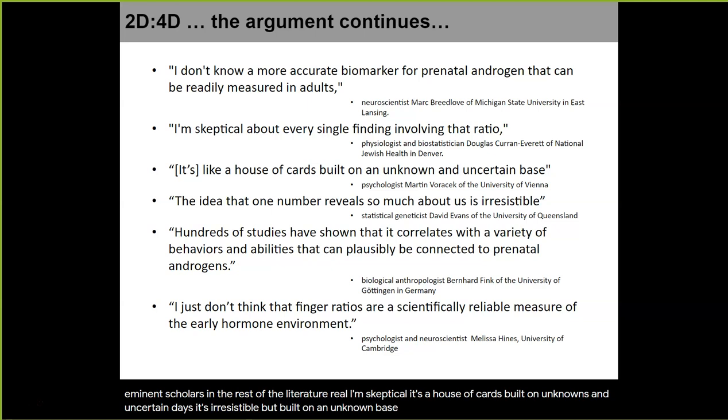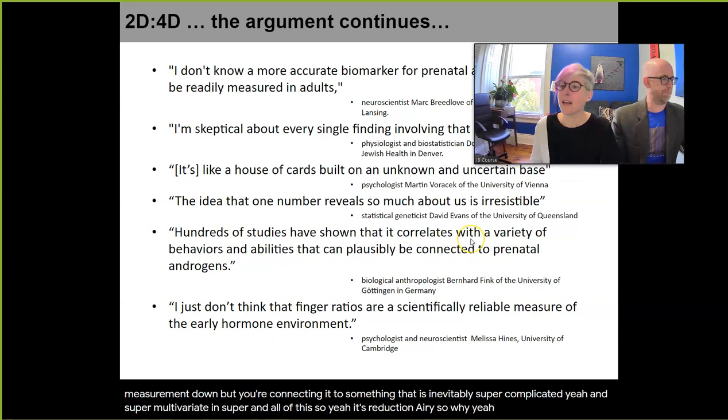So discussion similar to this happens in the literature for all the kinds of things that you might want to measure. This one's particularly heated, largely because they're throwing up their hands going, I can measure this. Sure, you can measure it. I agree you can reduce the variability in that measurement, but you're connecting it to something that is inevitably super complicated and super multivariate. So it's reductionary. So there's all sorts of nuance associated with this, and that's why we're presenting it to you.